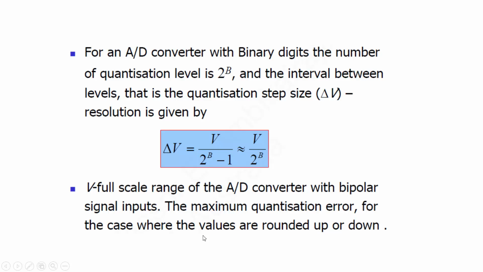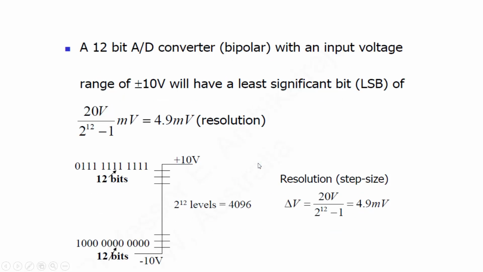V is the full range of the A to D converter, and it is divided by 2 to the power b minus 1. Approximated, this 2 to the power b minus 1 is approximated to 2 to the power b. So that will be the step size. Step size is given by the full scale range divided by the total number of quantization levels minus 1, which is V over 2 to the power b.